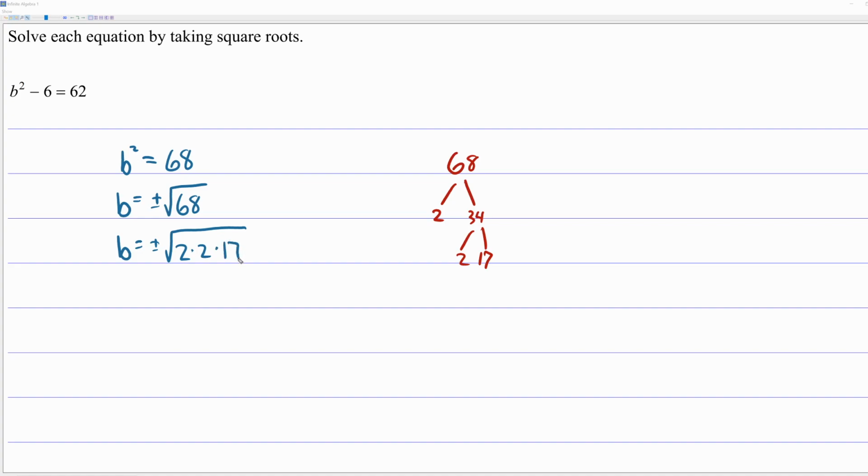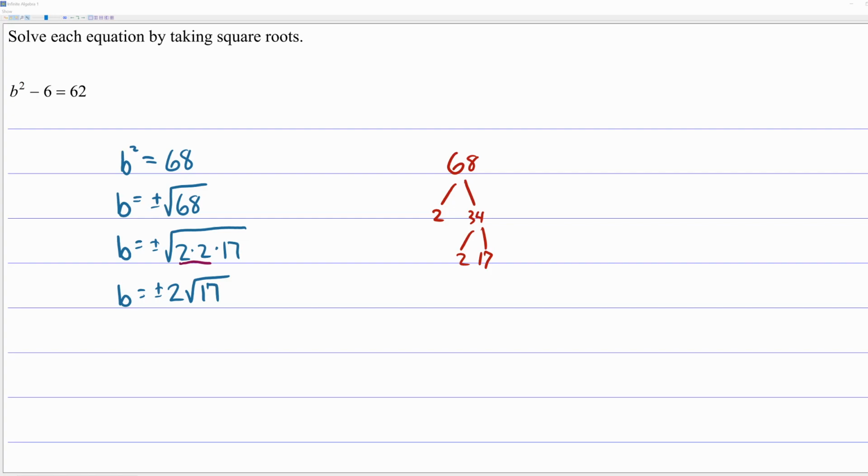And to make a long story short, but again, if you're in my class, this is old news. If you have 2 copies of a number inside of a square root, that's going to come outside as a single copy. So you have plus or minus 1 copy of 2 outside. The 17 has to stay inside. And remember, this does mean 2 answers. We have positive 2 times the square root of 17 and then negative 2 times the square root of 17. So you do have to remember how to simplify roots.